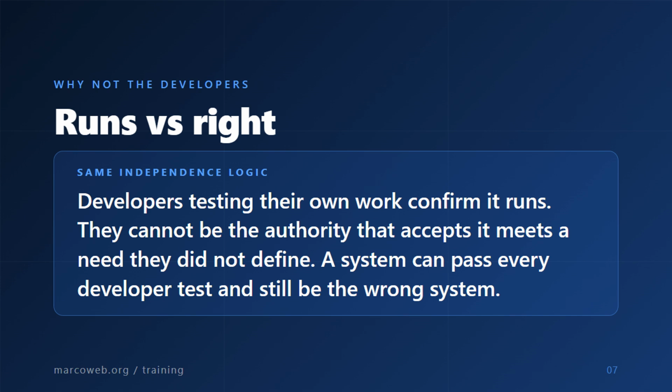And a system can pass every developer test and still be the wrong system, because system testing checks it against the specification, and the specification itself might have missed the business need. Accepting a developer's sign-off in place of the user's is accepting the wrong signature.